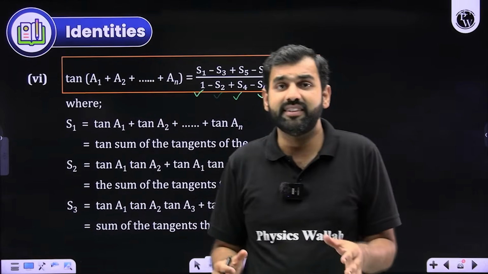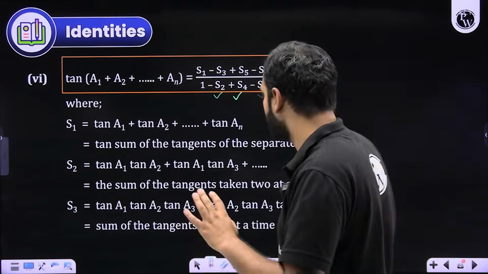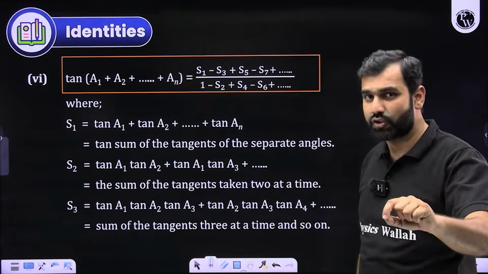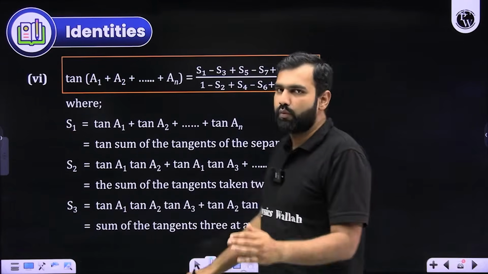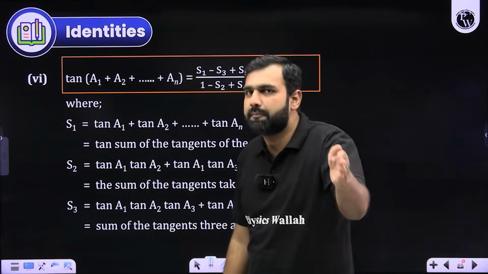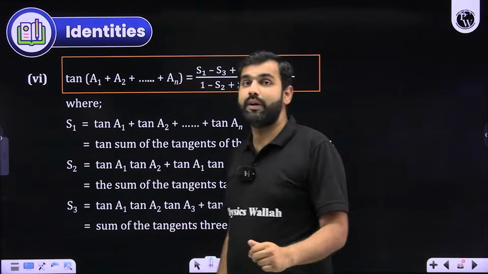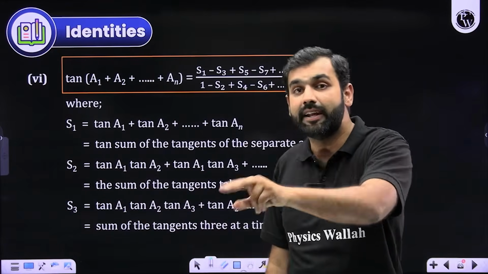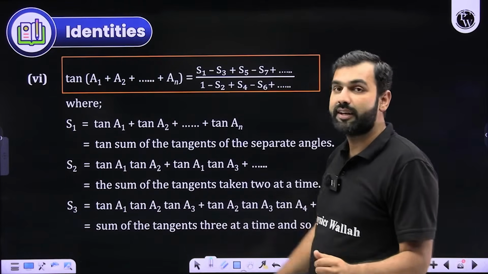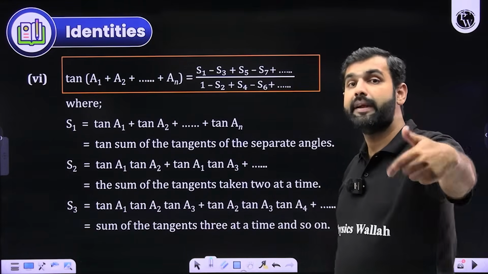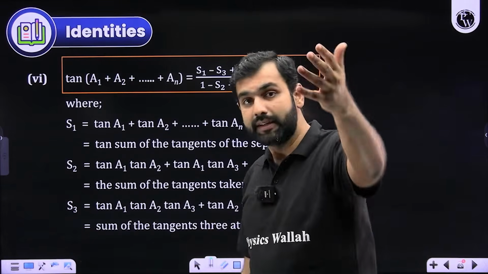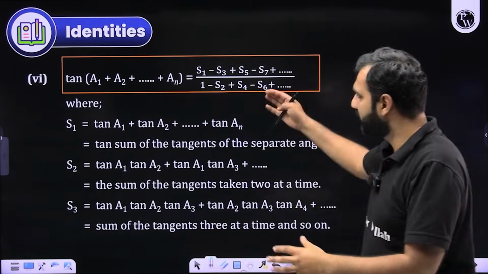Now, sir, what are S1, S2, S3? Trust me, S1 is the sum of the tan ratios of the angles taken one at a time, which means tanA plus tanB plus tanC plus tanD. And what is S2? It is taken two at a time: tanA tanB plus tanA tanC plus tanA tanD, two at a time. What is S3? Taken three at a time: tanA tanB tanC, tanA tanB tanD, tanA tanB tanE, something like that, three at a time. So I hope you're understanding what it is.